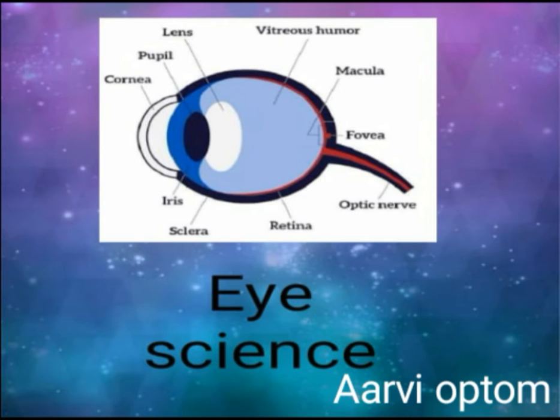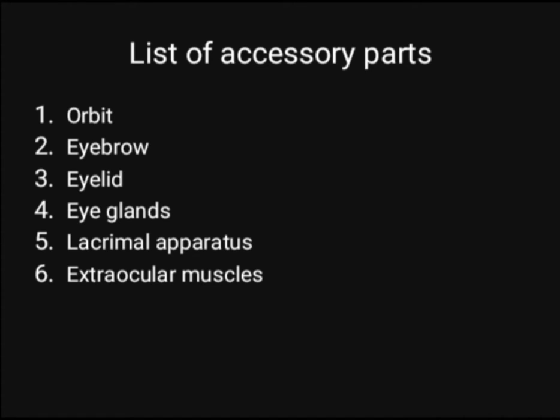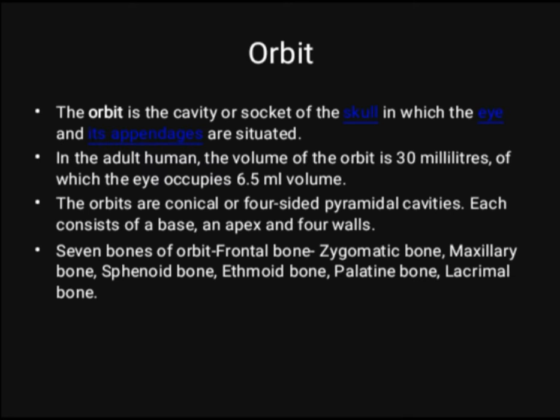Our video topic today is accessory parts of the eye, which means we are going to discuss parts other than the eyeball. Here I have a list of the parts we will discuss in this video. Firstly we talk about the orbit, then eyebrow, eyelid, eye glands, lacrimal apparatus, and extraocular muscles. This video is important because I want you all to know that these parts also play an important role regarding our eyeball. So let's start with the orbit.